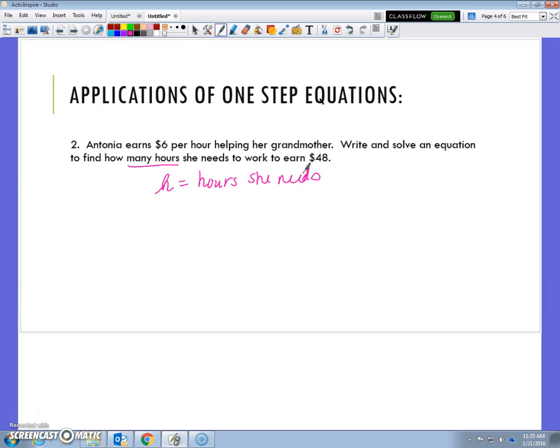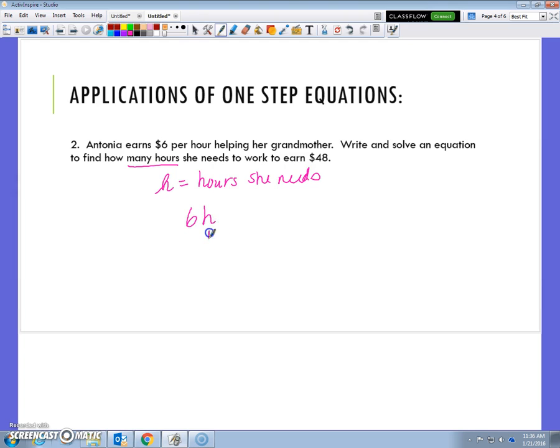Okay? So she's earning $6 per hour for helping her grandma. So for every hour she works, 1 hour, she's making $6, 2 hours, $12, 3 hours, $18, 4 hours, $24, and so on and so on and so on. Well, what we do is that's just multiplication. $6 for every hour she works.